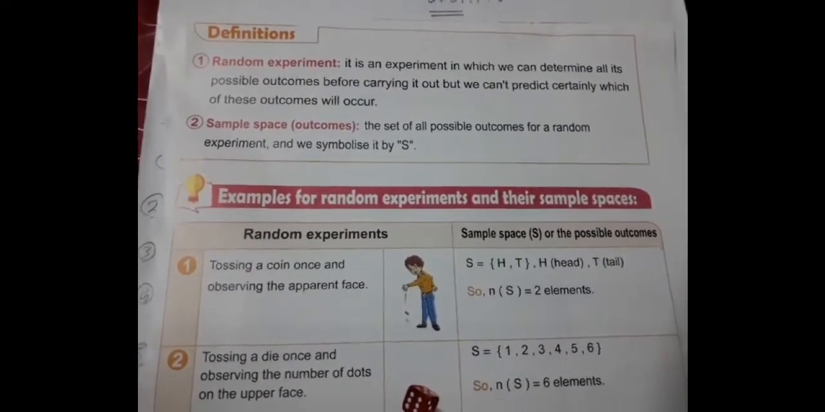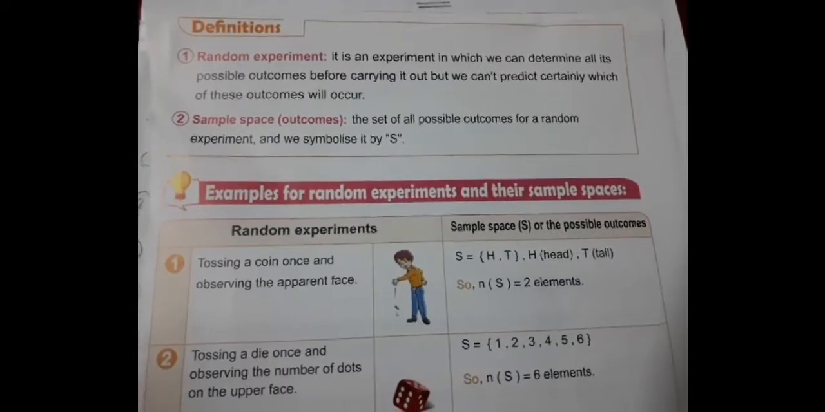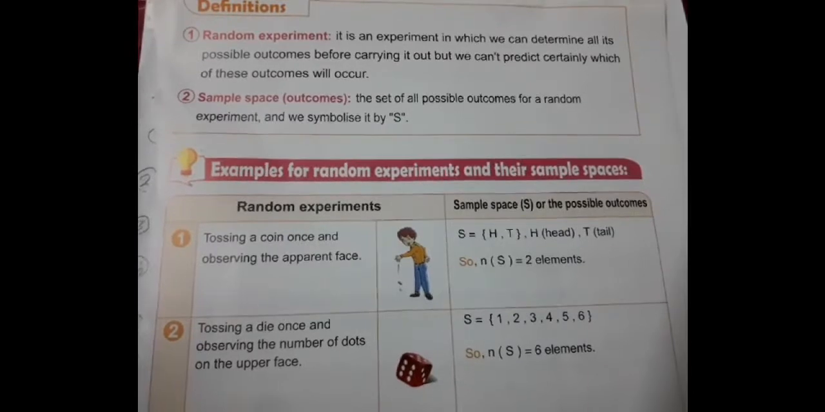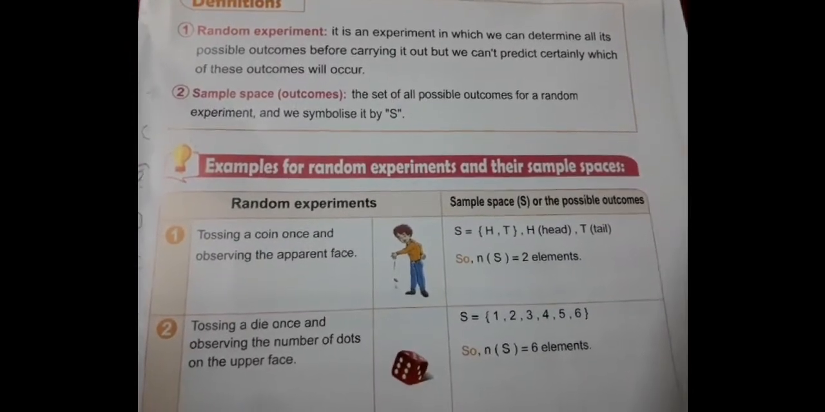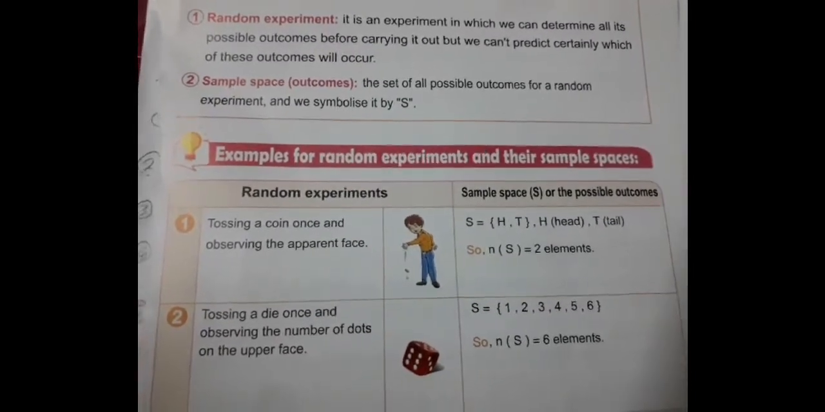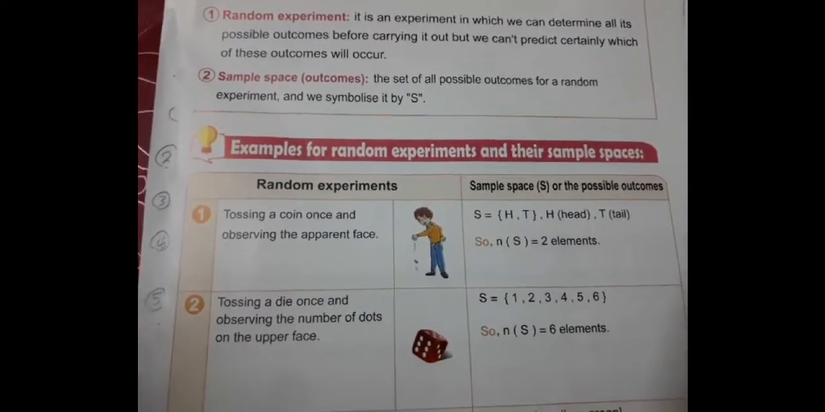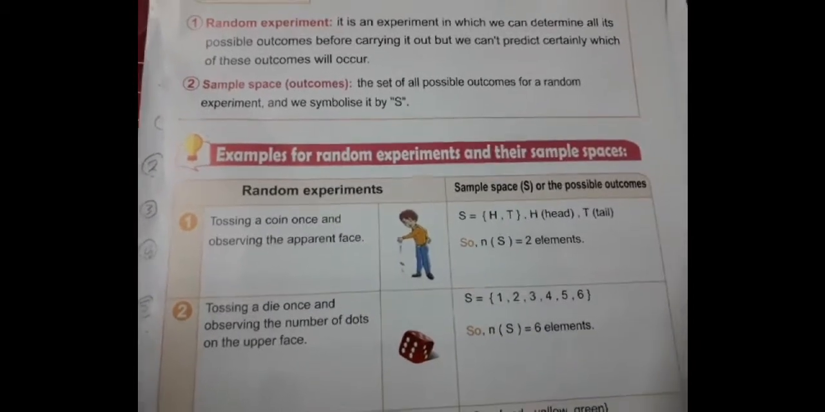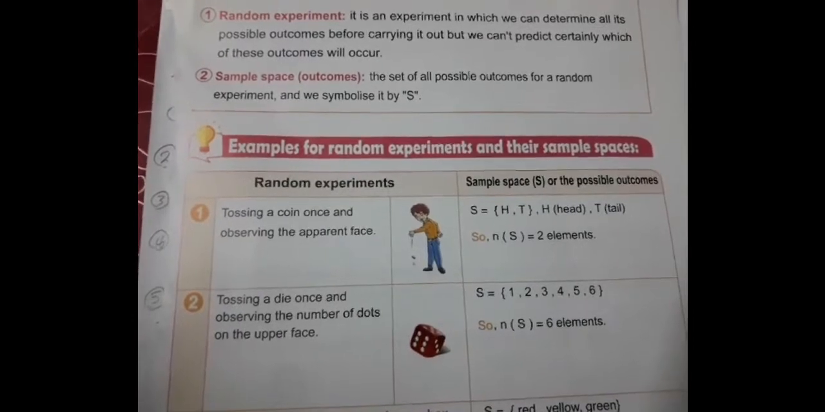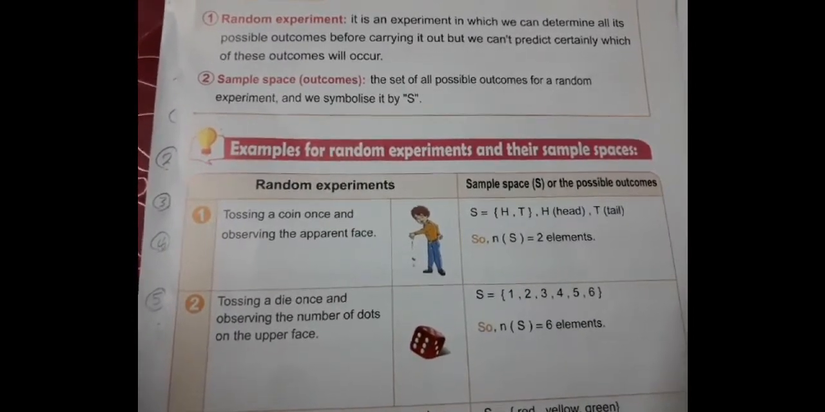The random experiment is an experiment in which we can determine all its possible outcomes before carrying it out, but we can't predict certainly which of these outcomes will occur. زي مثلا لما نعمل tossing للداي، احنا عارفين من قبل ما نبدأ نعمل التوسنج ده ان الريزلتس اللي هتطلع 1 2 3 4 5 and 6, but we can't determine exactly what number will appear to us.